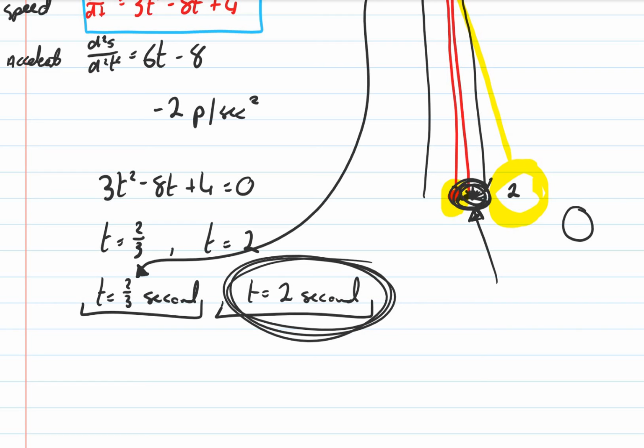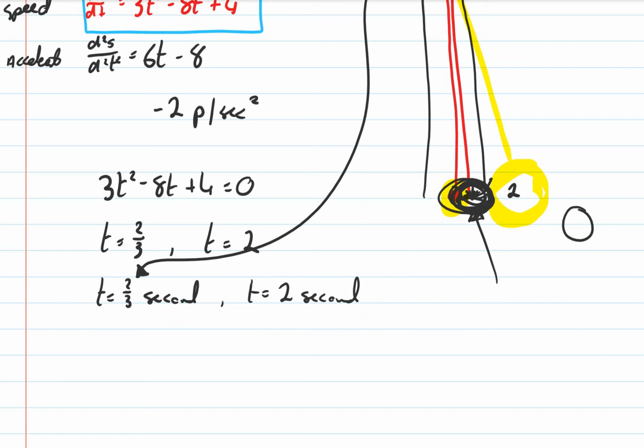Which is 0 meters away from the origin. So after 2 seconds the object is 0 meters away from where it started. Why? Because it's after dropping back down. Okay, but we weren't asked that. What we were asked was after what times is the object momentarily stopped? Well, at 2/3 seconds and at 2 seconds. Okay.